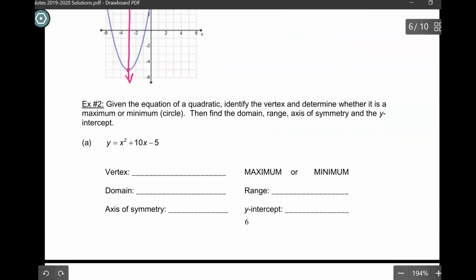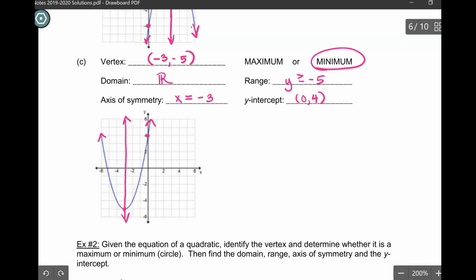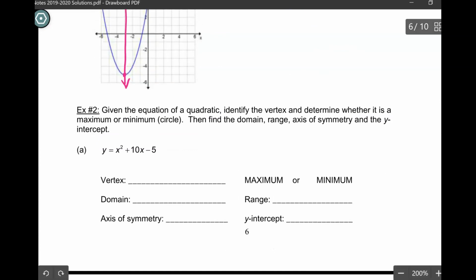Okay, now for the next examples, I'm going to give you the equation, and we're going to do all the same things. Instead of just looking at the graph, we're going to go based on the equation of the quadratic. First thing, I want to find the vertex. Remember, the x-coordinate of the vertex is -b over 2a. A is 1, b is 10. So I have -b over 2a, which gives us -5.